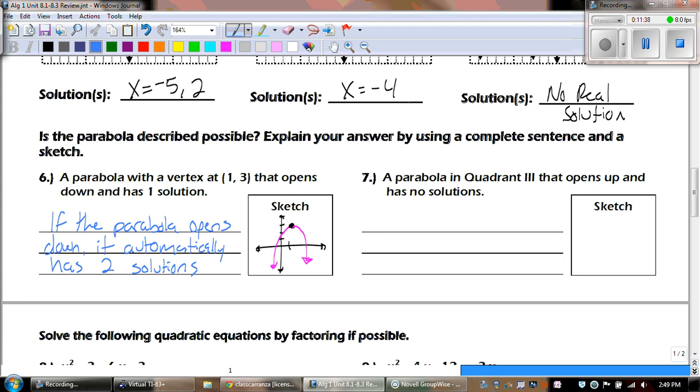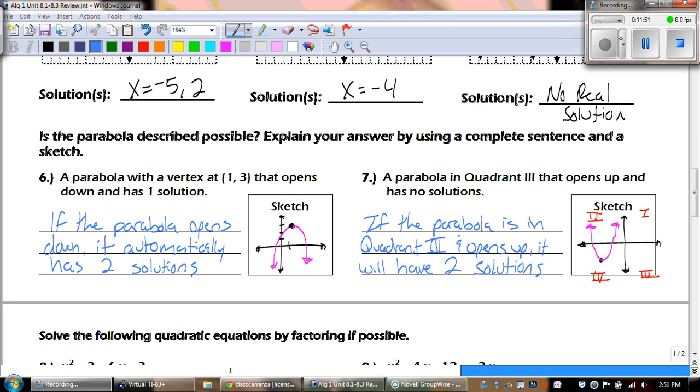Why don't you try number 7 on your own? Go ahead and pause the video, and good luck. So there's my graph. I couldn't remember what the quadrants were, so I labeled them. But what I noticed is if the parabola is in quadrant 3 and opens up, it will have 2 solutions. Now if it opened down, then it would have no solutions like it asked for, but since it goes up, that's all there is.